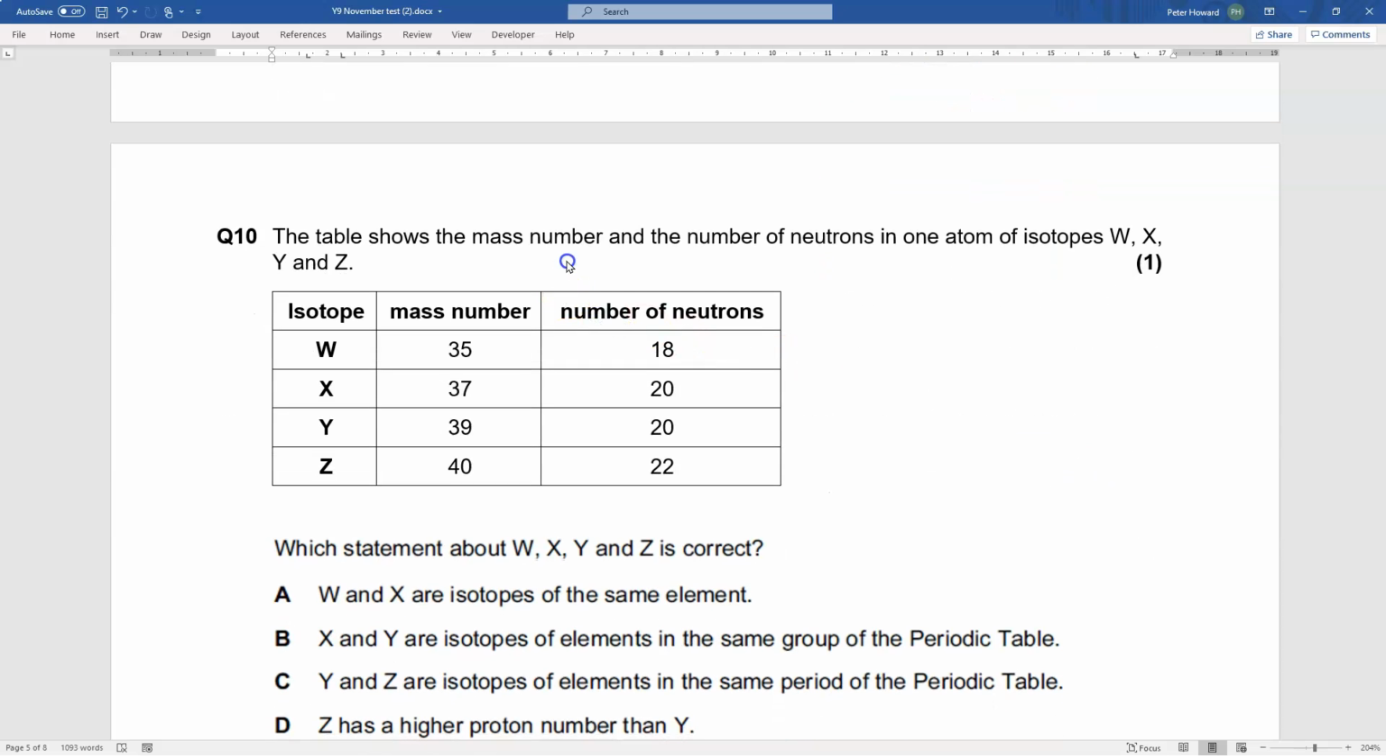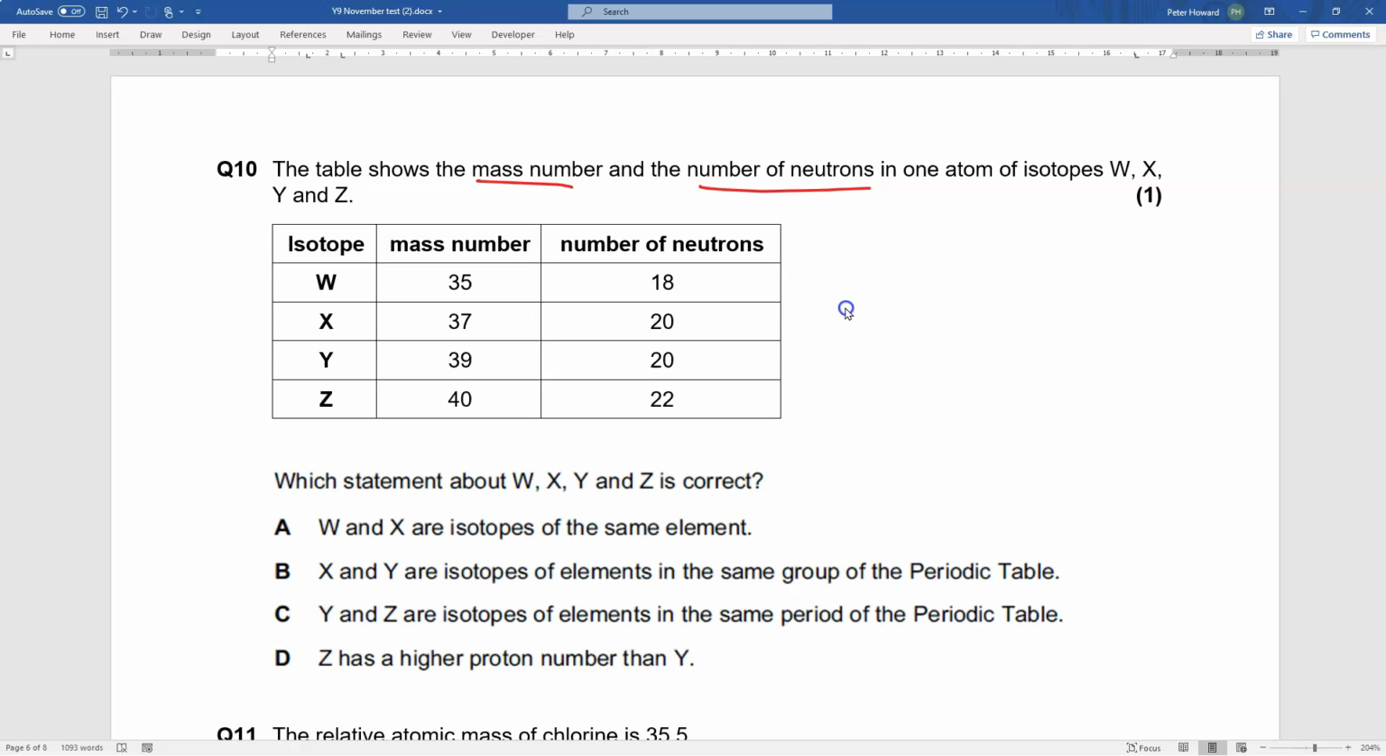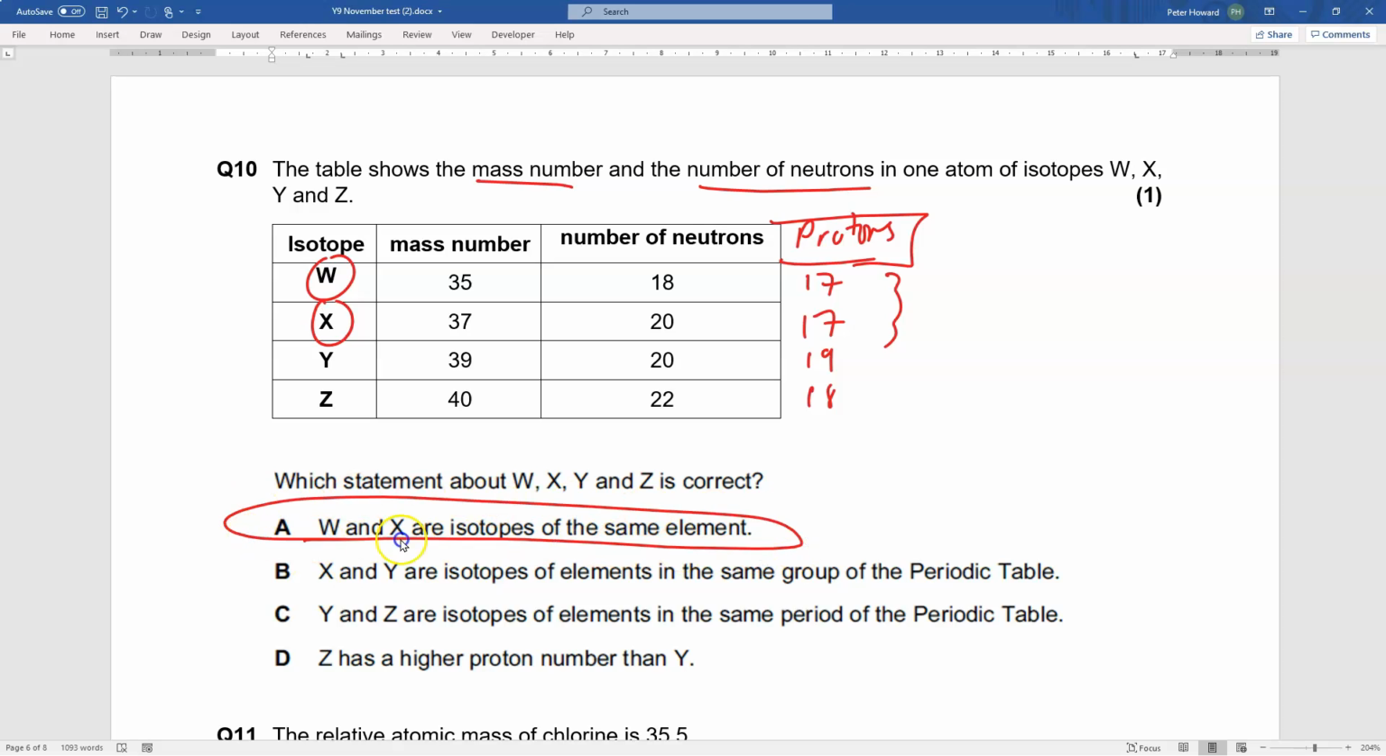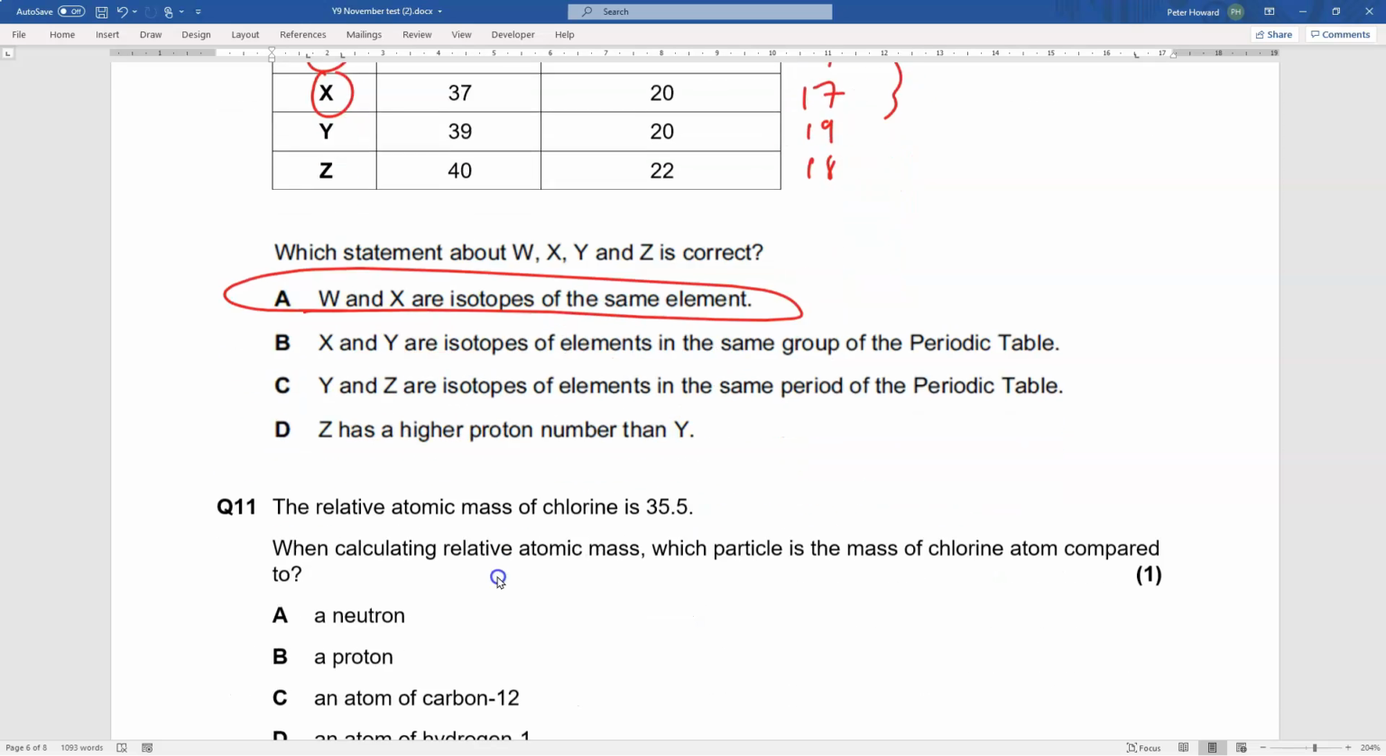Here is a table showing mass number and number of neutrons, and it asks us to say which isotopes are the same element. Now, if they're isotopes, we're looking for things which have the same number of protons. So if you got this wrong, you need to add an extra column here called number of protons. The difference between these two numbers is 17. Here 17, here 19, and here 18. The only two which have the same number of protons are W and X. So W and X are isotopes of the same element.